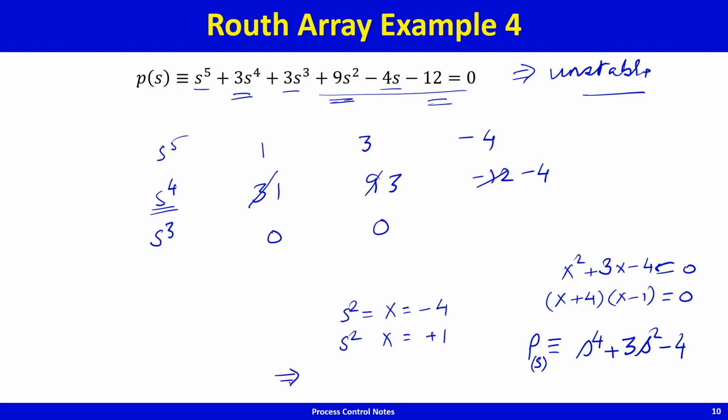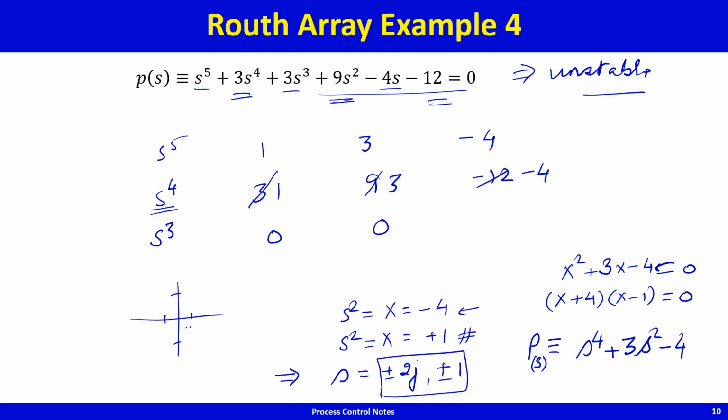Therefore, this one implies s is equal to plus minus 2j, and this one implies s is equal to square root of 1, that is plus minus 1. So these are the 4 roots, 2 root pairs that are mirror images. They are mirror images in this way: plus 2j, minus 2j, plus 1, minus 1.